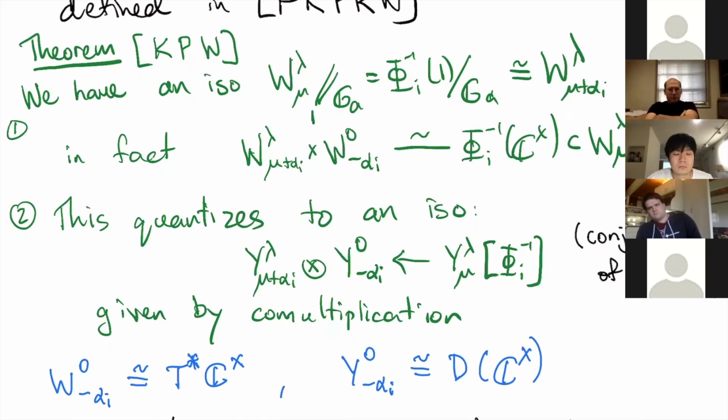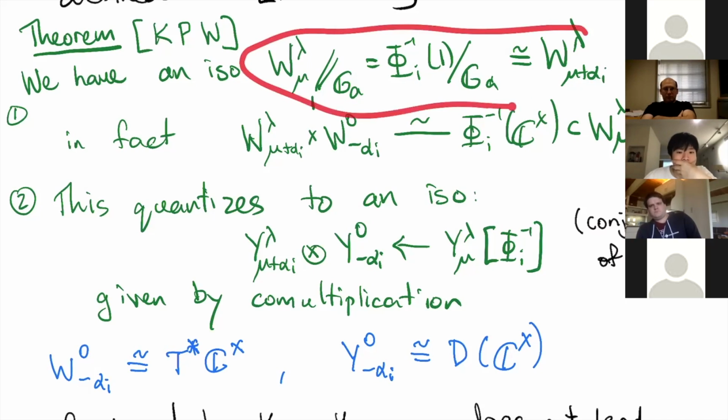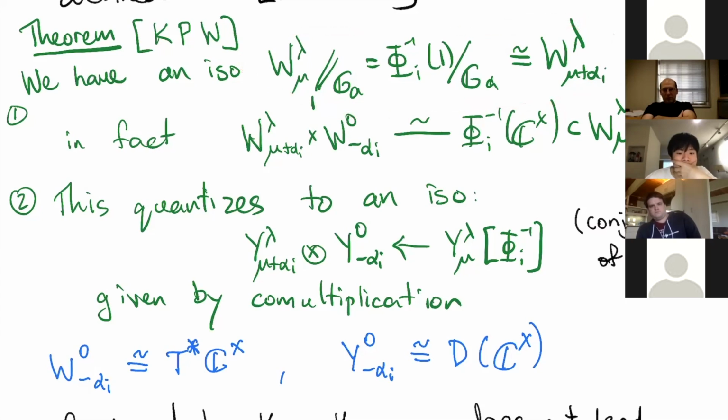There's an isomorphism between this product and the preimage of C star under the mode map. And the map from left to right here is an explicit map given by that multiplication map I mentioned earlier. So this is a map we understand very well, and we prove explicitly that this is an isomorphism, and then this statement about Hamiltonian reduction follows pretty readily.